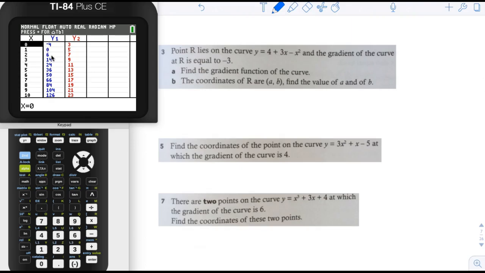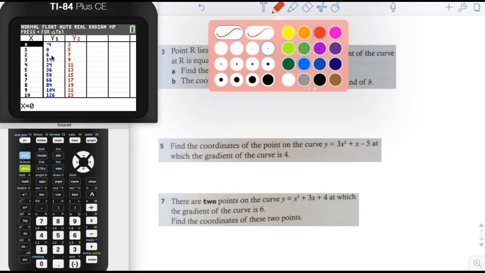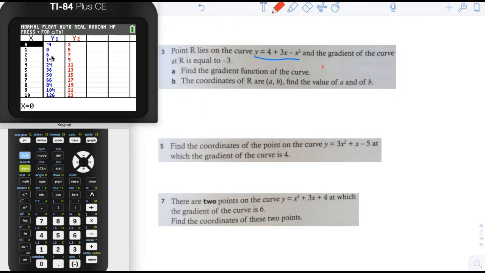Okay? So number 3, it says that the curve, the blue function, which is the original function, is 4 plus 3x minus x squared, and the gradient of the curve at R is equal to negative 3. Find the gradient function of the curve. So again, we want to find the red function. The way we find the red function is we do derivative of 4 is 0, derivative of 3x is 3, derivative of negative x squared is negative 2x.